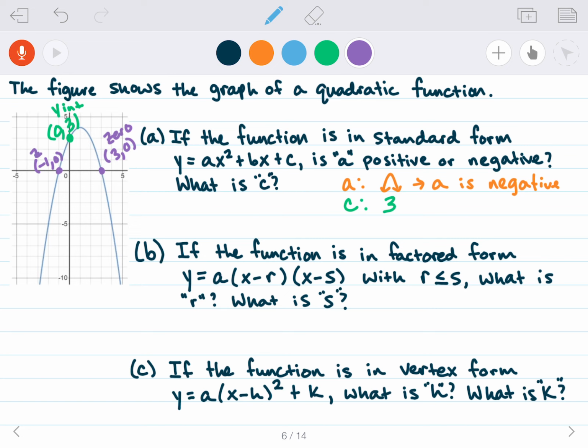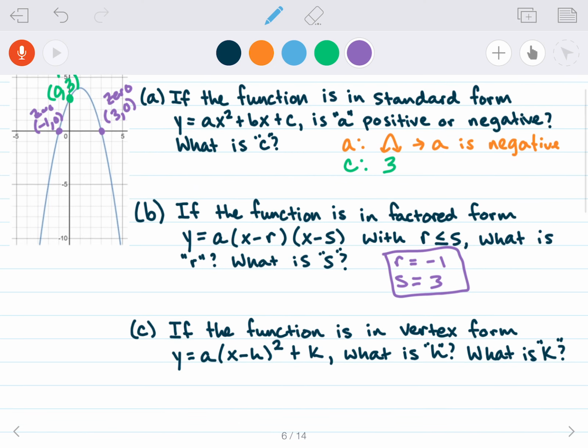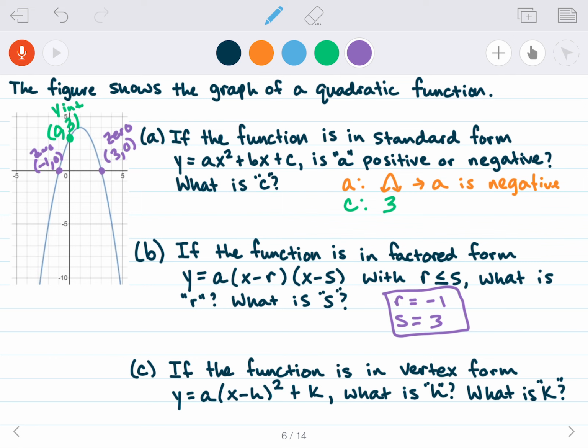This is another 0. So therefore, my first 0, r, is going to be negative 1, the smaller one. And s is going to be 3. These are my x-intercepts. And the last question says, if the function is in vertex form, what is h and what is k? So the vertex is going to be the highest or lowest point.